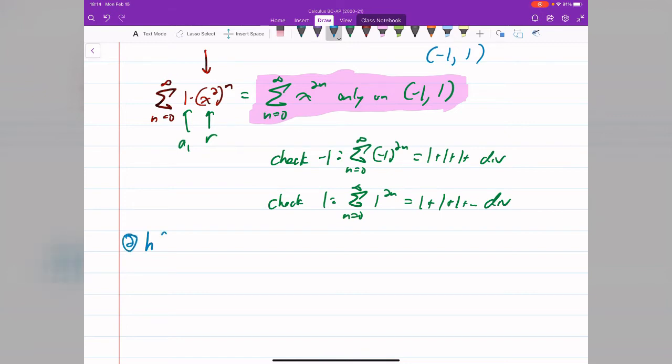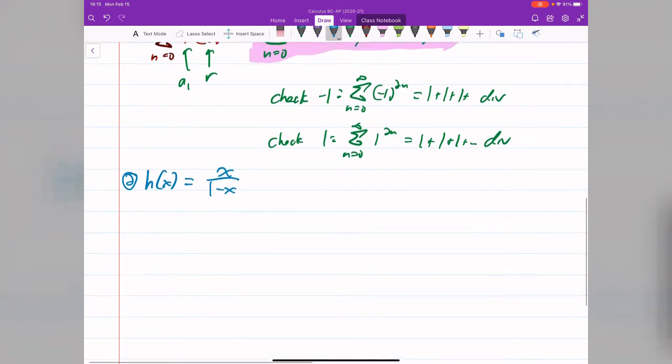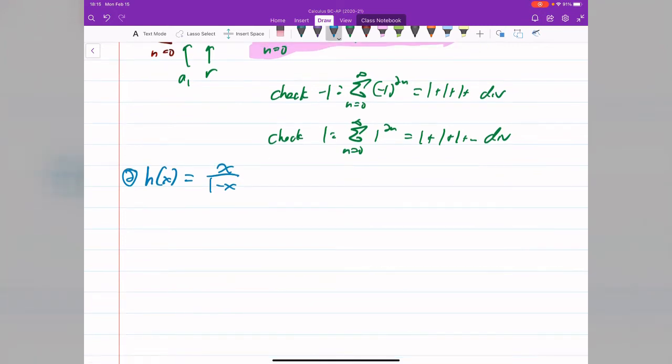Okay, let's try another one. H of x is equal to x over 1 minus x. This is another rational function. And if I compare it with that same a sub 1 over 1 minus r, I see that a sub 1 is equal to x and r is equal to x. So furthermore, because r is equal to x, I know that the absolute value of x has to be less than 1, which means that same x is contained within the open interval -1 to 1. So that's not a shock there.